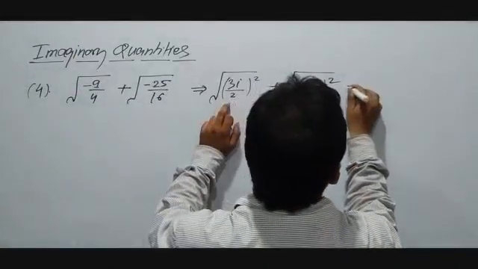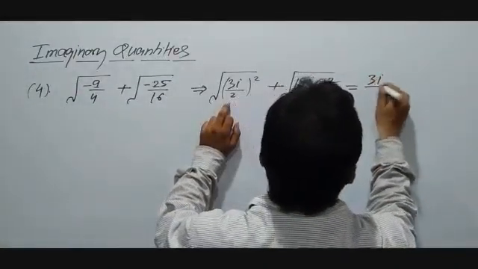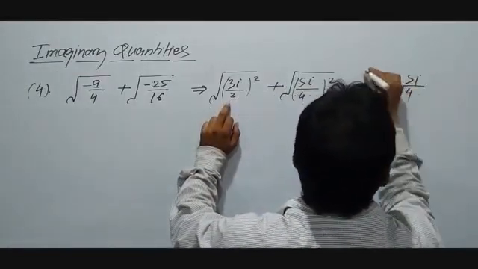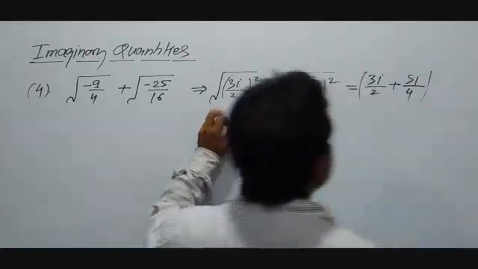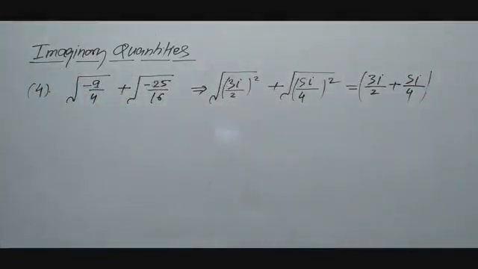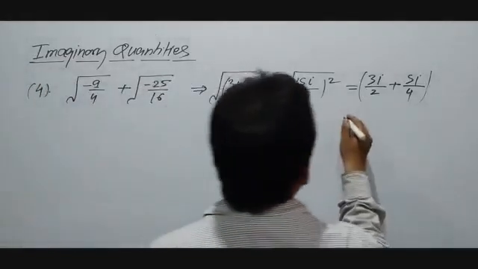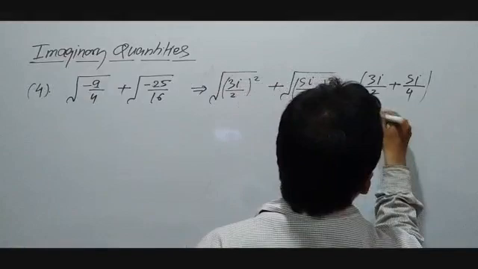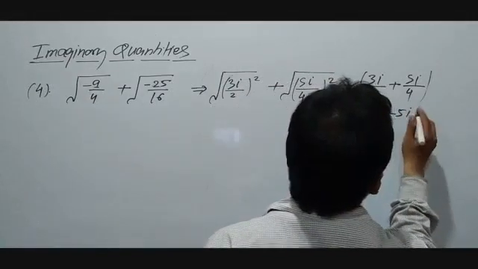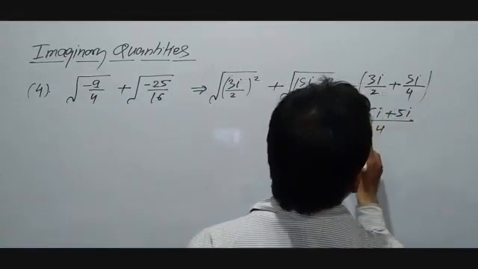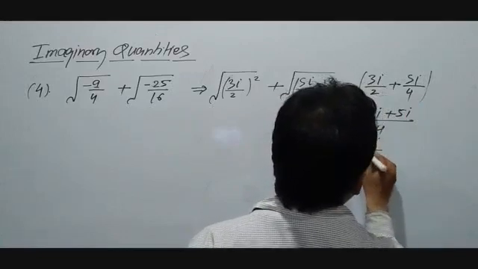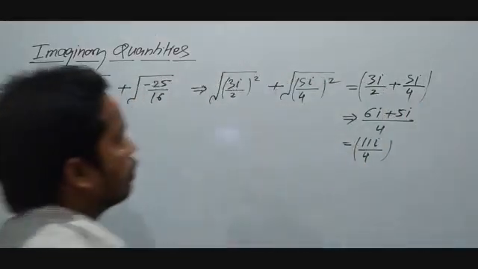Square and square root are cancelled. So 3i by 2 plus 5i by 4, and you can take LCM also. So after taking LCM, what will you get as the result? Result will be 6i plus 5i whole upon 4, means 11i by 4. 11i by 4. See.